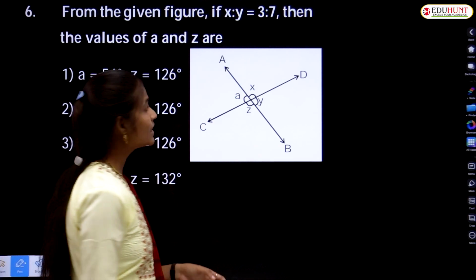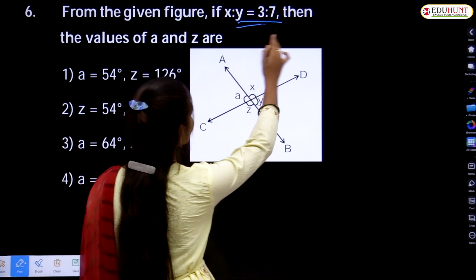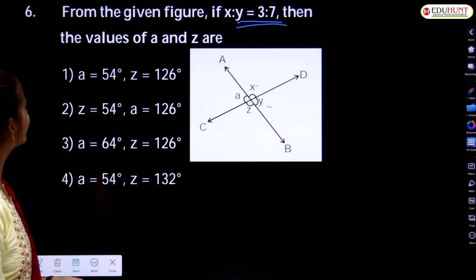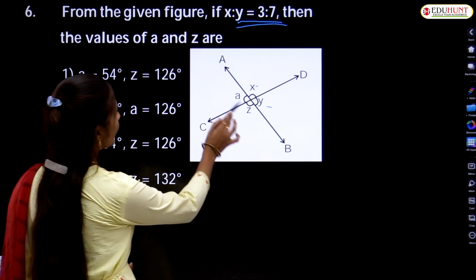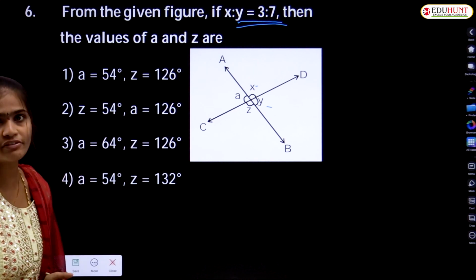So the next problem says that from the given figure, if x is to y is equal to 3 is to 7. So x is to y is equal to 3 is to 7. Then the values of A and Z they are asking. A and Z values. Just observe the given figure.